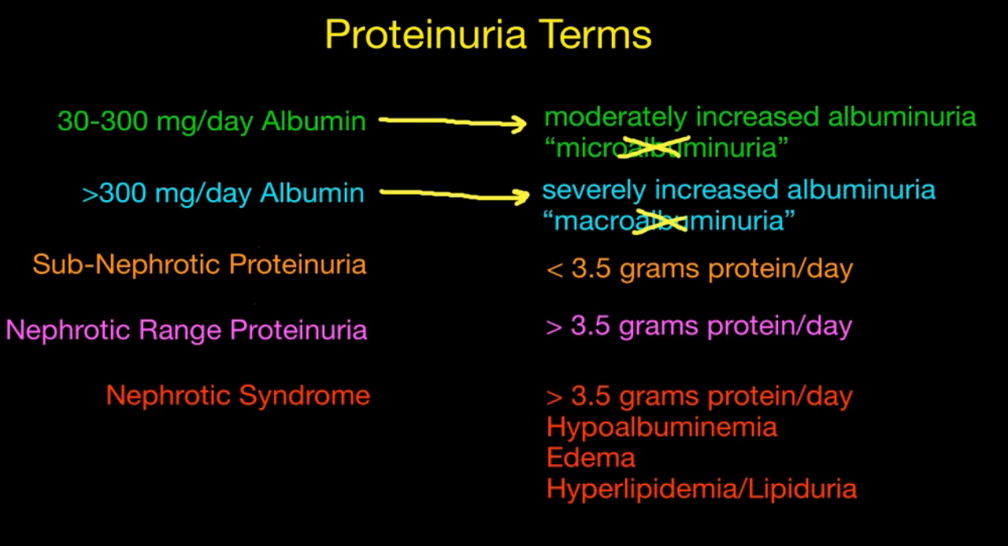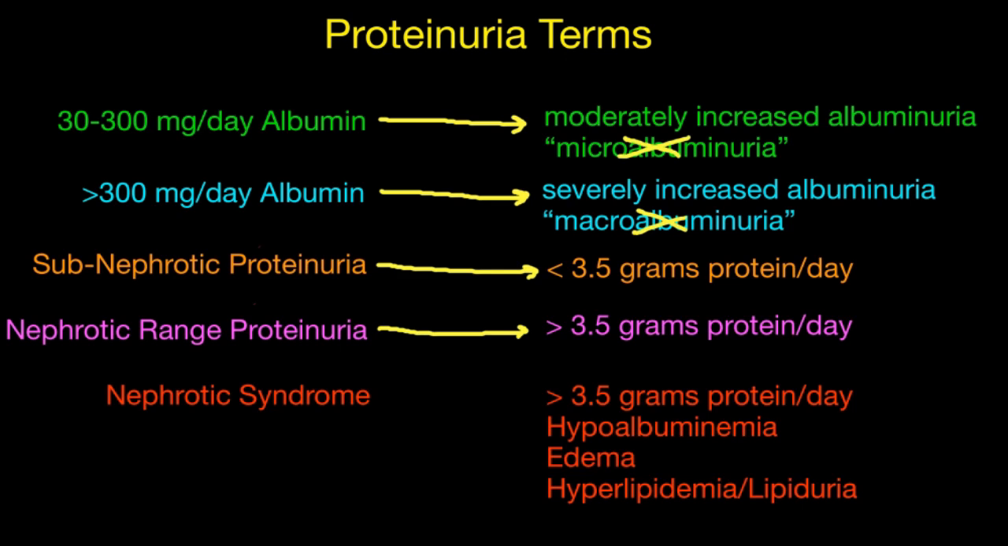I also use this term subnephrotic proteinuria, and this generally describes less than 3 or less than 3.5 grams of protein per day, and it's obviously in relation to nephrotic range proteinuria, which is greater than 3.5 or maybe greater than 3 grams of protein per day.